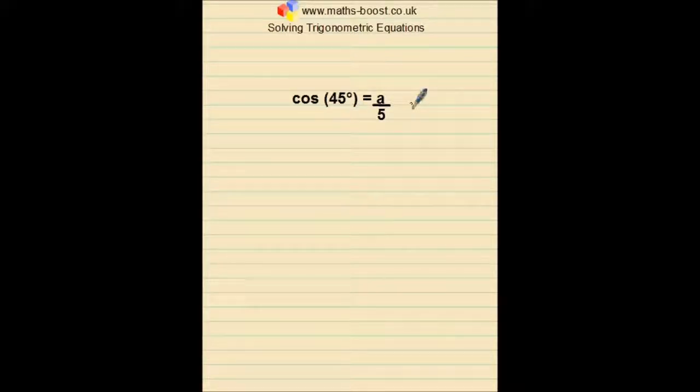This is the second type of equation, where the unknown is a numerator. The important thing to note about this equation is that the unknown is part of a fraction. And when the unknown is part of a fraction, an easy way to deal with it is to multiply everything by the denominator. In this case, 5.